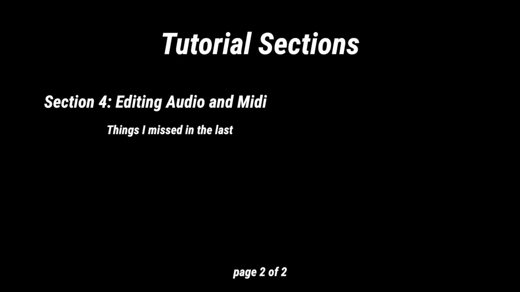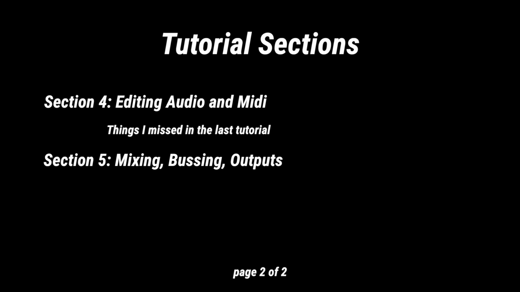Section 4 would be editing audio and MIDI. I did touch on this in the last tutorial, but I did want to mention some things that I thought I was missing. Section 5 would be talking about mixing, busing, and outputs. I'm not going to get too deep on mixing because I think that deserves a video of its own. Section 6 is a little bonus section where I want to talk about different amateur mistakes that a lot of amateurs make when starting out with Logic or music production, songwriting, whatever.